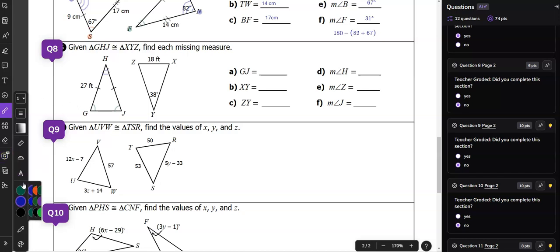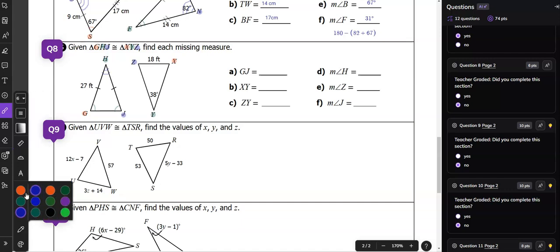All right. But we're still going to color code our vertices and our congruency statement. So first we have angle G and angle X. So G and X are congruent. H and Y are congruent. And finally, J and Z are congruent.